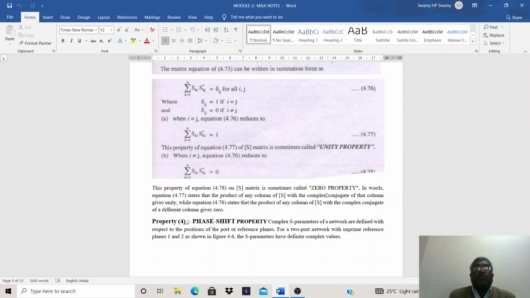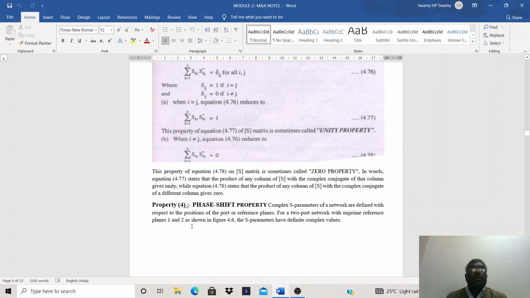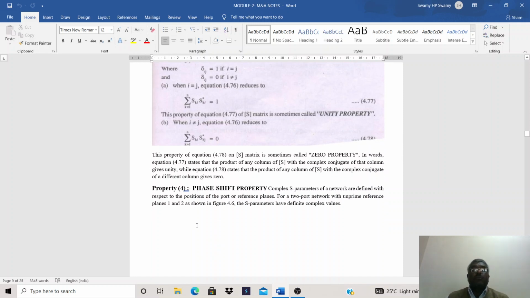It states that the product of any column of S with the complex conjugate of that column gives unity, while the product of any column of S with the complex conjugate of a different column gives 0. So now the fourth property of the S matrix is the phase shift property.